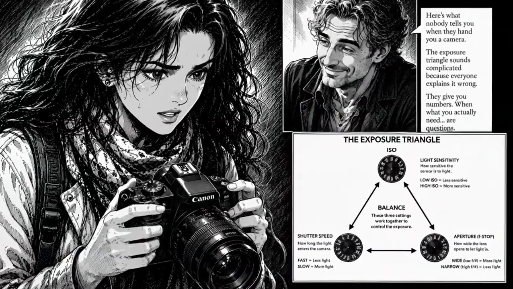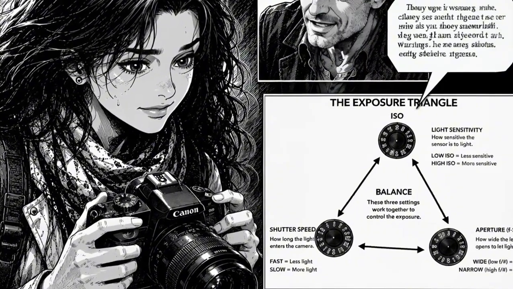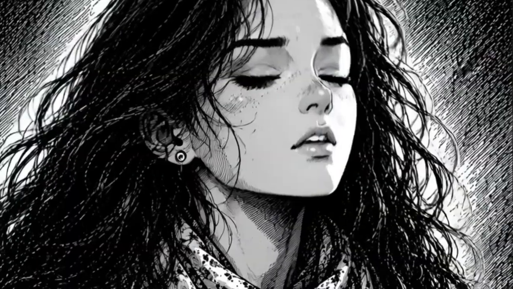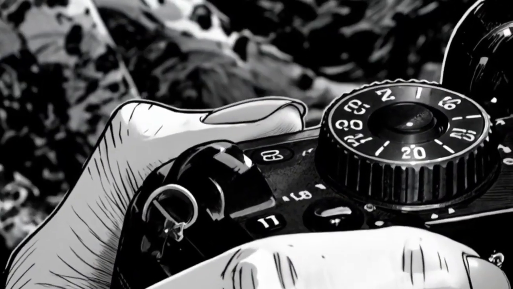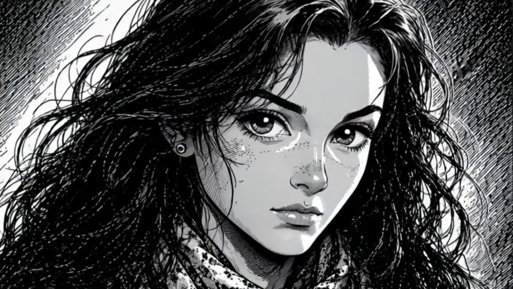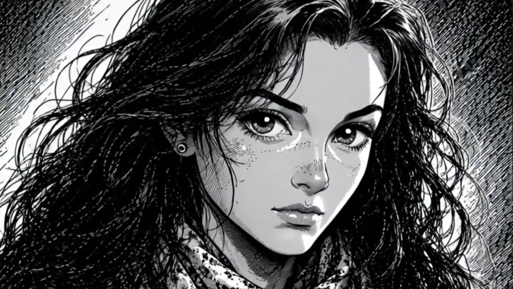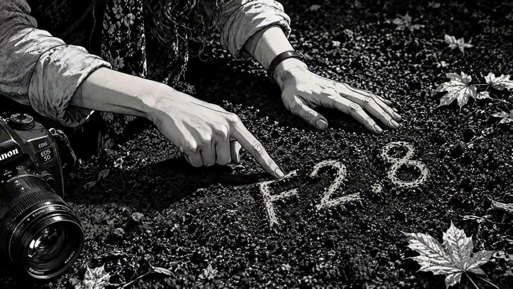ISO is your camera's sensitivity to light. Low ISO, clean image, needs more light. High ISO, works in darkness, but gets grainy. Think of it like your eyes adjusting when you walk into a dark room. Your eyes don't change the light. They change how sensitive they are to it. That's ISO.